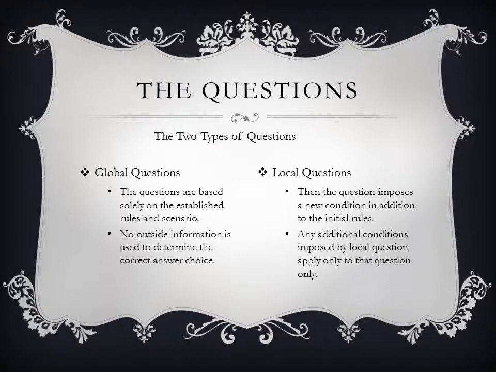Local questions. These are questions that will impose a new condition in addition to the initial rules. It'll say things like, if M plays on Wednesday, what must be true? Or if M plays on Thursday, what could be true? Any conditions in that question do not apply to any other questions. It's just specific to that question.